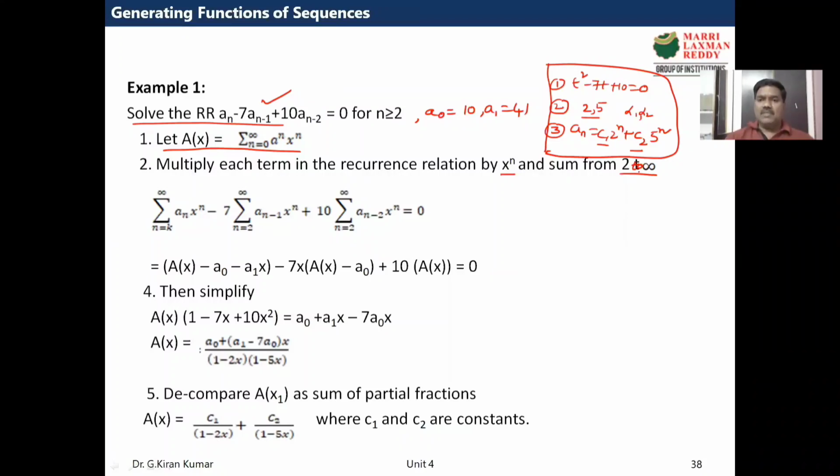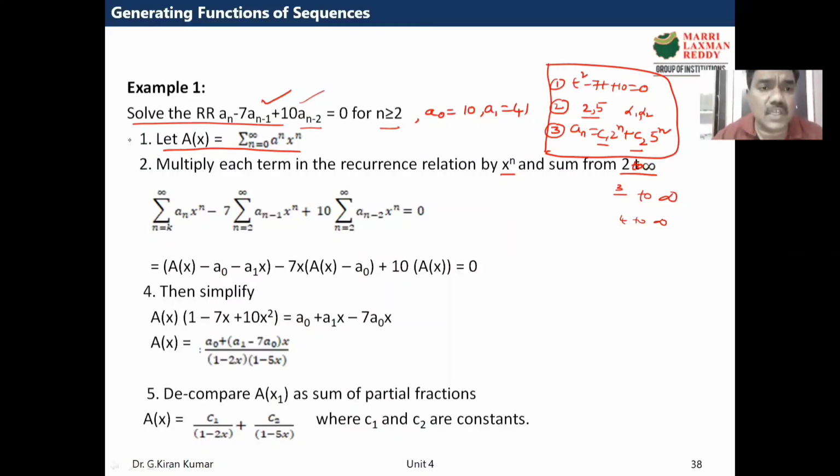Can anybody guess why it is 2 to infinity? Why not 3 to infinity? We have the condition n greater than or equal to 2, since you have the n minus 2 term. Suppose you have an n minus 3 term also in the relation, that means n greater than or equal to 3, then the sum is from 3 to infinity. If you have n minus 4 term in the given recurrence relation, let's say n minus 1, n minus 2, n minus 3, n minus 4 are all there, then each term you multiply with x power n only, but the sum starts from 4 to infinity. That is the only difference. Otherwise, it's not fixed. Why 2 to infinity? Because we have the n minus 2 term, or n is greater than or equal to 2.